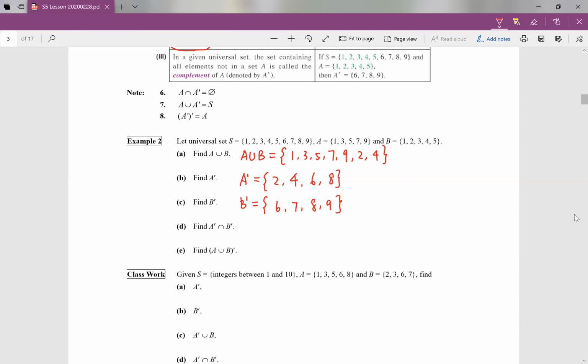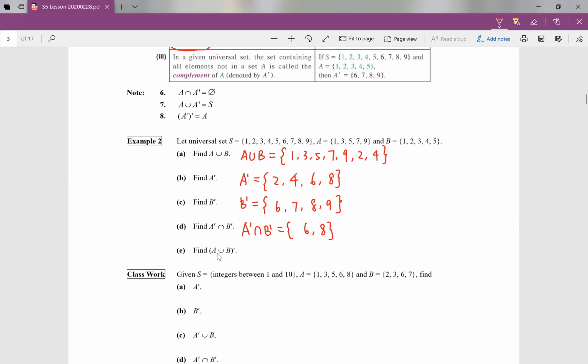Next part, A complement intersect B complement. A complement intersect B complement. That means this intersect this. 6 and 8. They have 6 and 8 in common.